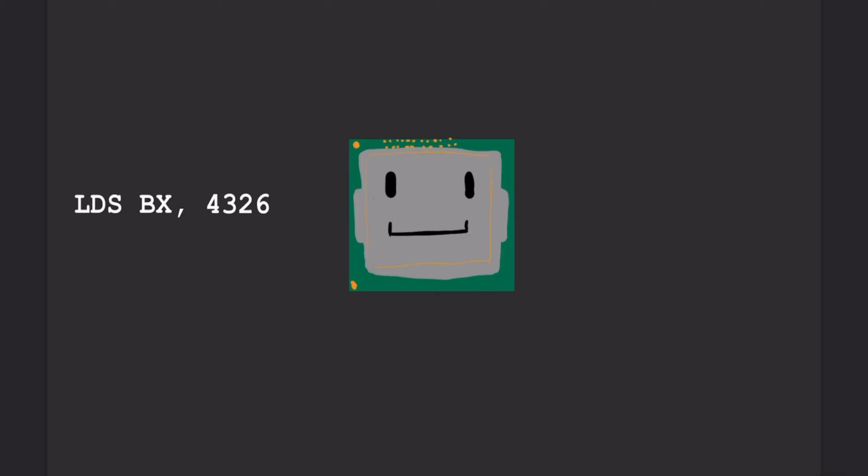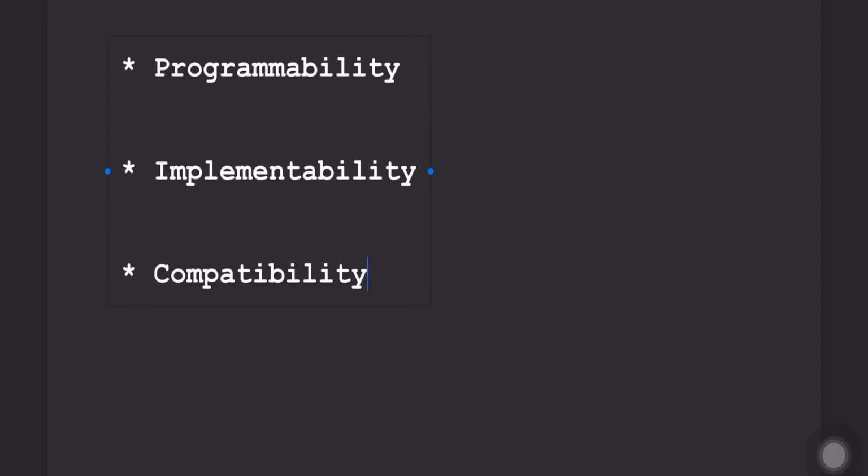Most ISAs allow you to work with the CPU as well as its components using simple instructions. Each instruction will contain an opcode. The rest of the instruction contains operands and information about the addressing mode. The three prime factors that make a good ISA are programmability, implementability, and compatibility.